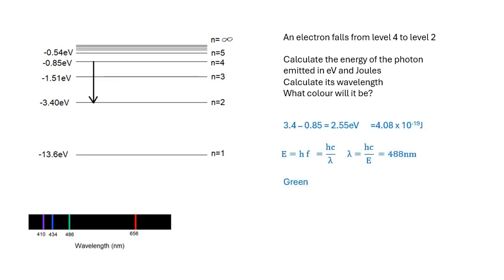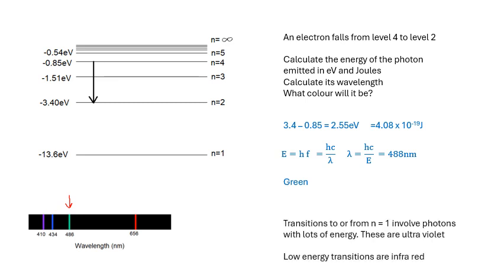And the answer is: the difference in energies is 2.55 electron volts. So that will be the energy of the photon. That's 4.08 times 10 to the minus 19 joules. If we do E equals hf, and f is c over lambda, we get 488 nanometers. And if we look here, 488 nanometers, I reckon that's green. Okay, so the photon will be green.